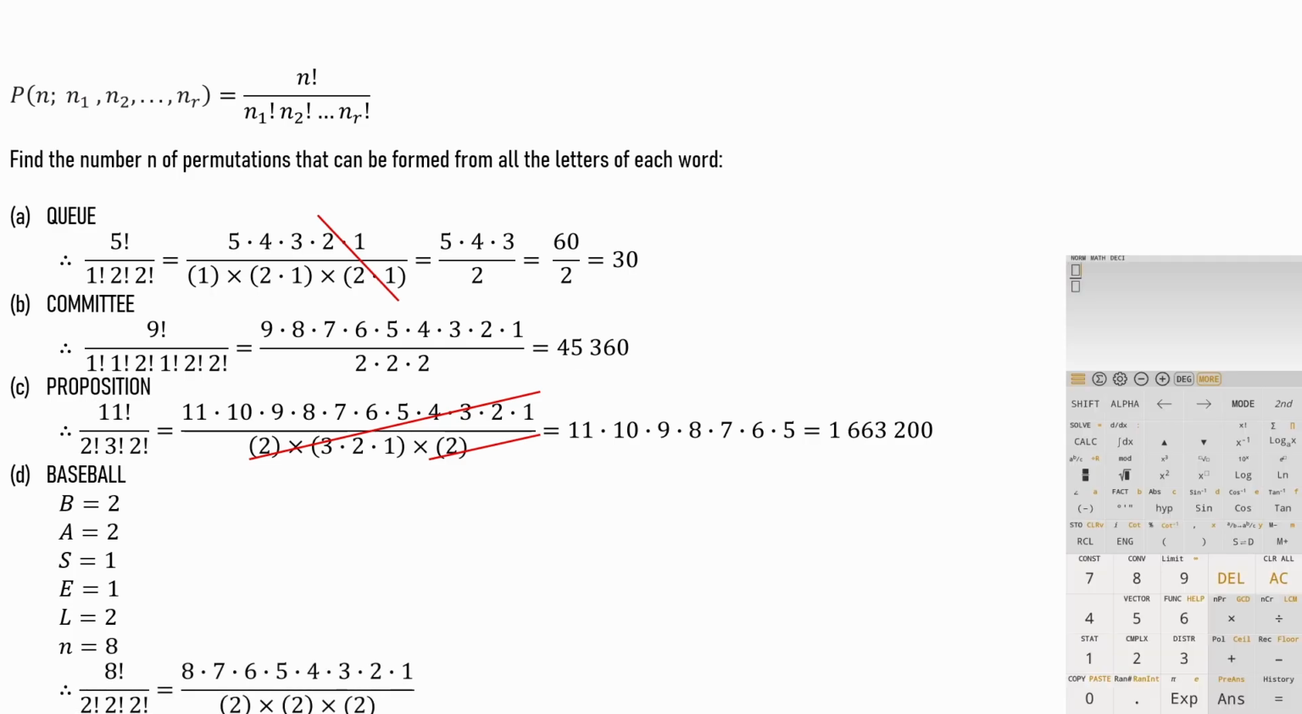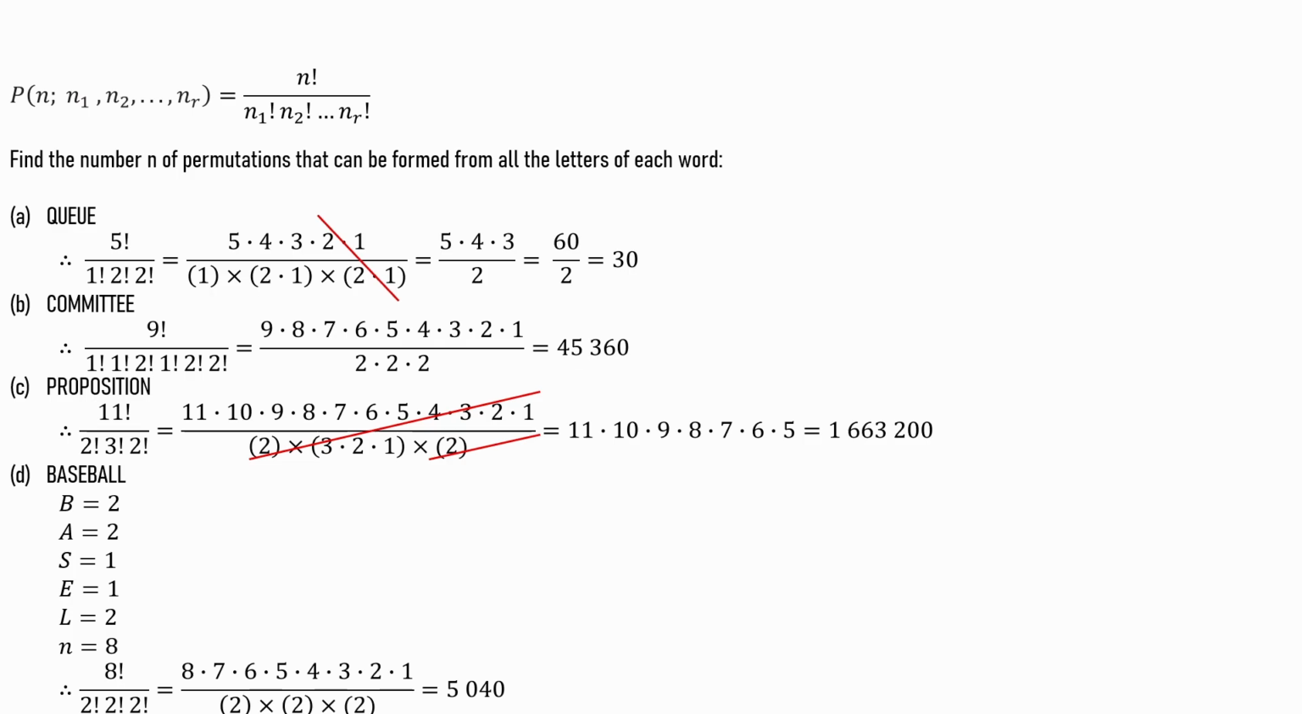So, 8 times 7, 6, 5, 4, 3, 2, 1, then over 2 times 2 times 2. So, 5,040 permutations sa letters na baseball.